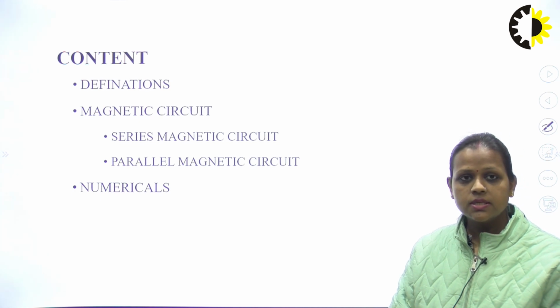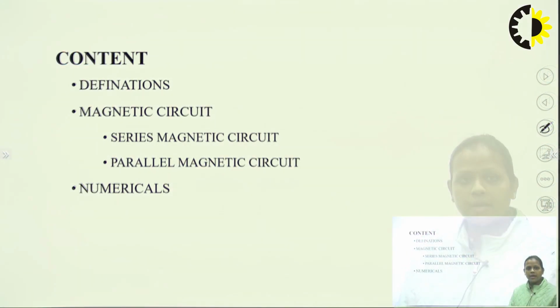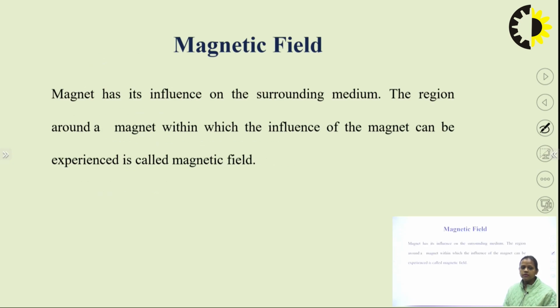First, we will discuss the definitions which are related to magnetic circuits. Then we will discuss what are magnetic circuits, and their types, that is series magnetic circuit and parallel magnetic circuit. And then we will discuss the numericals related to these topics. So, starting with the first definition, that is magnetic field.